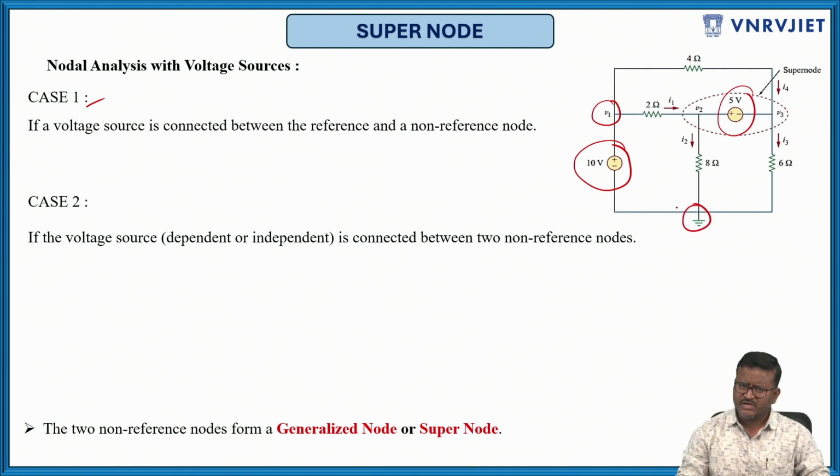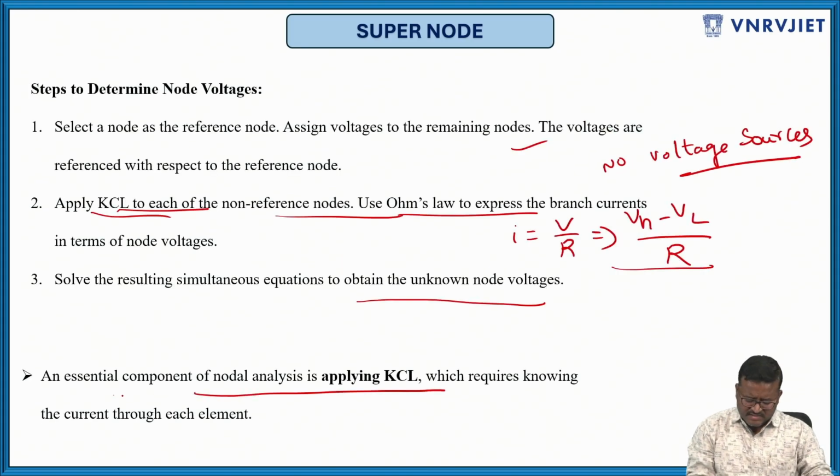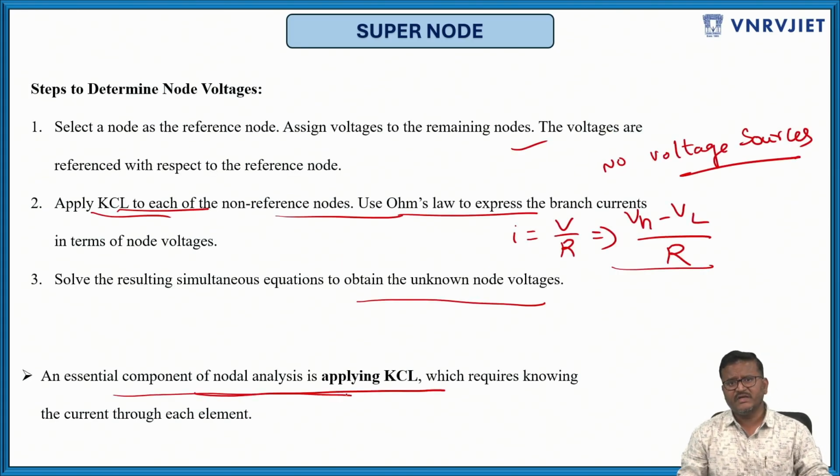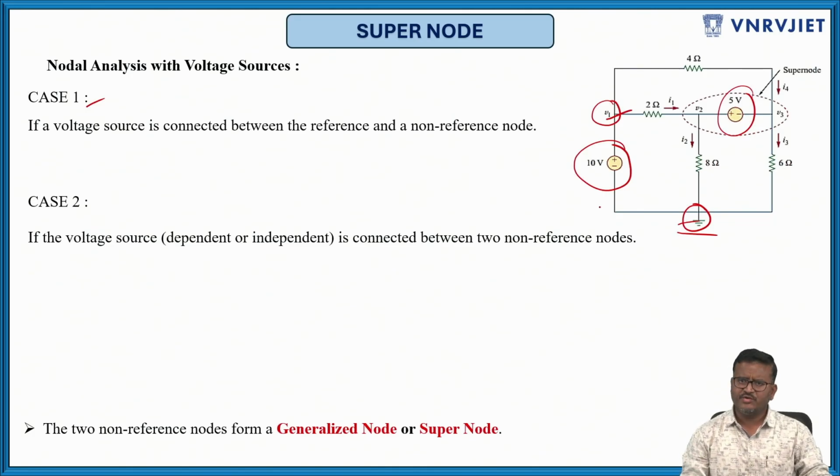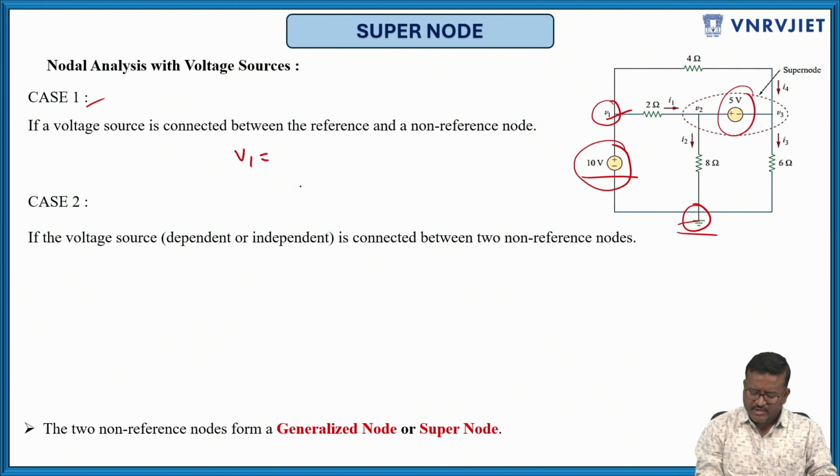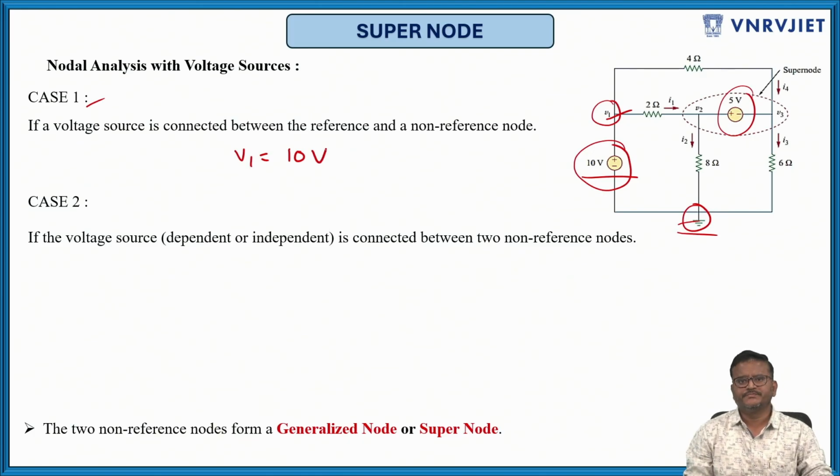Of course, every node voltage is with reference to the reference node only. So whenever you find a voltage source placed directly between a non-reference node and the reference node, there is no need to apply KCL. As I mentioned, the essential component of nodal analysis is applying KCL, but in this case there is no need. Directly we can consider this voltage as the node voltage. So V1 equals 10 volts. Here I didn't apply any KCL. So this is easy. What about the other case?